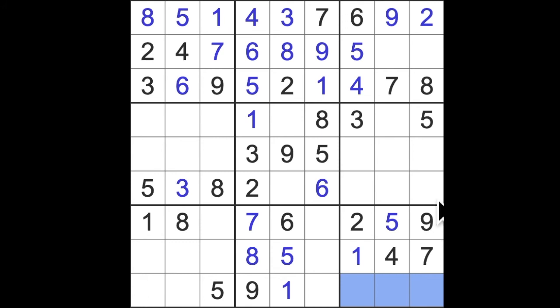Okay, I think that's long enough. Right, so this square here, can it be 3? No. Can it be 6? No, because it's in the same column, right? So if it can't be 3 and it can't be 6, we only have one other possibility. We know that it must be an 8, because it can't be anything else.